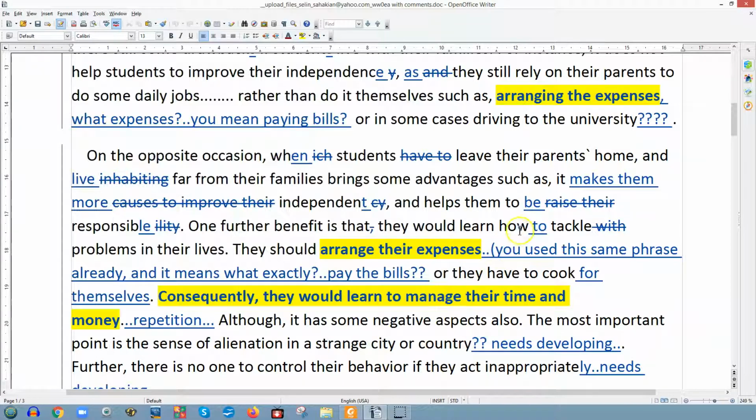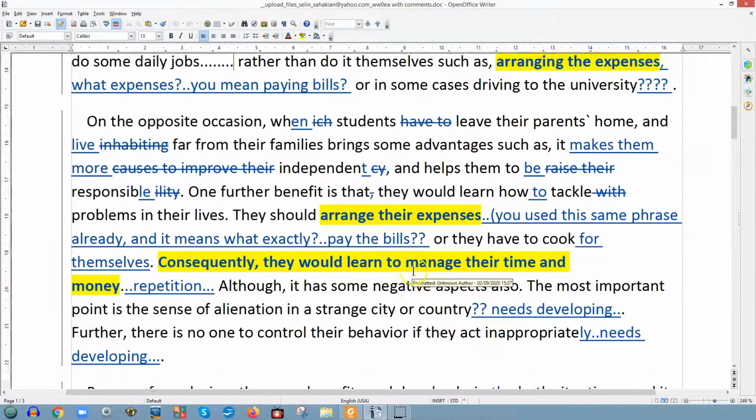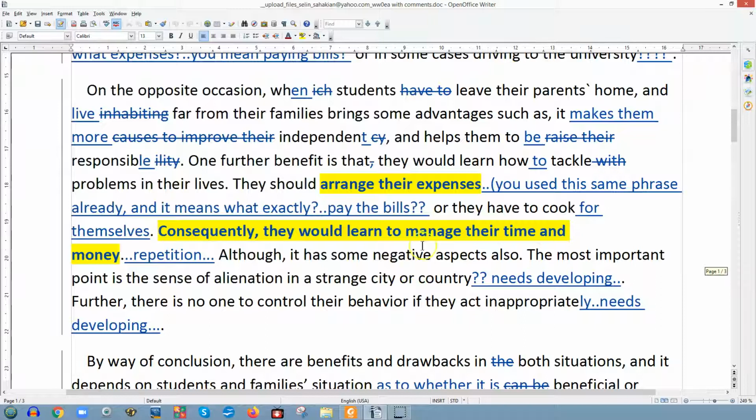One further benefit is that they would learn how to tackle problems in their lives. Use to plus infinitive. They should arrange their expenses. You've used that phrase once. And what does it mean exactly? Or they have to cook for themselves. Consequently, they would learn to manage their time and money. A repetition, you've basically said it in a slightly different way, so no progression.